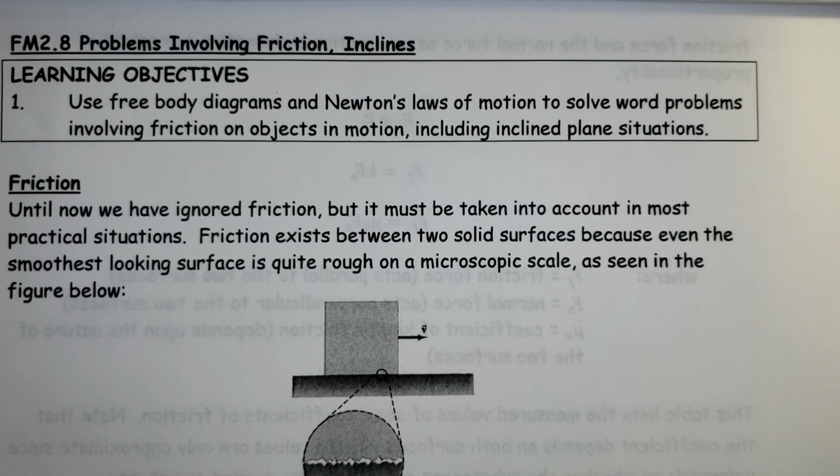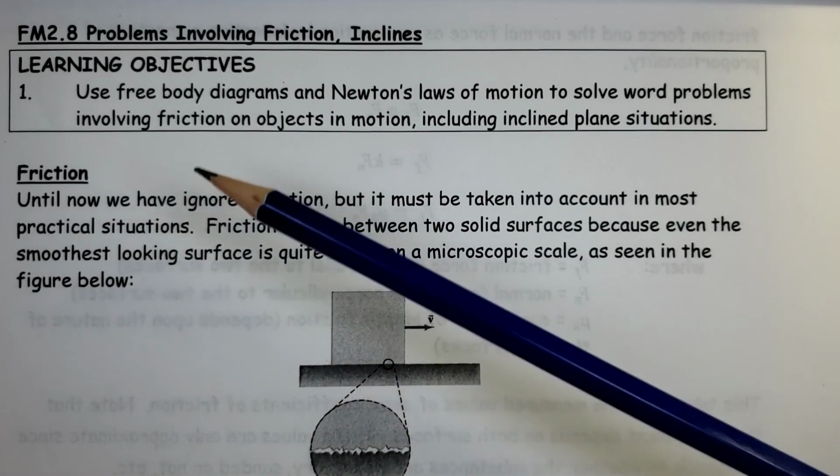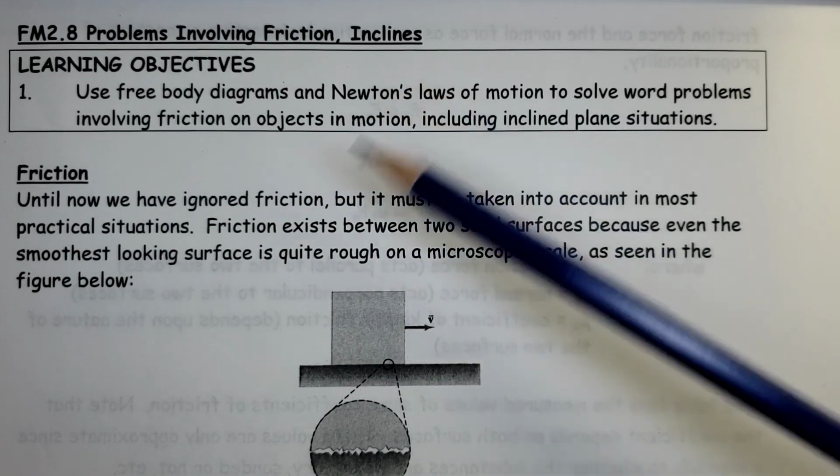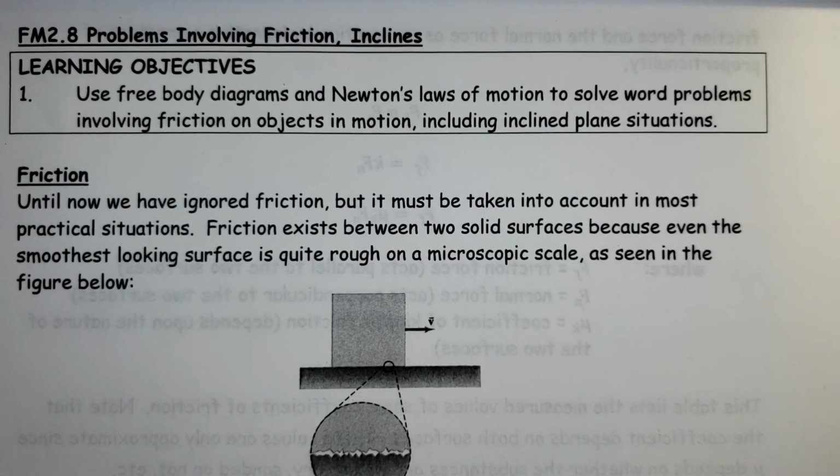Welcome back, Physics 30. This is section FM2.8, problems involving friction and inclines. Up until this point, we haven't been looking at friction. We've been assuming it's negligible. So this section takes a look at friction and how it comes into play with various forces.